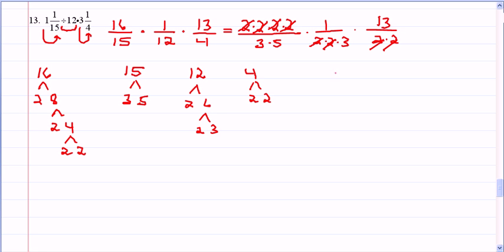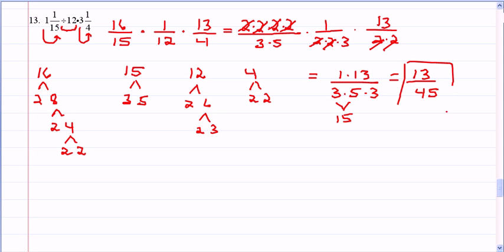And that's about it. And we're left with 1 times 13 over 3 times 5 times 3, which is 13 over 3 times 5 is 15, times it by 3 is 45. 13 over 45 is the final answer.